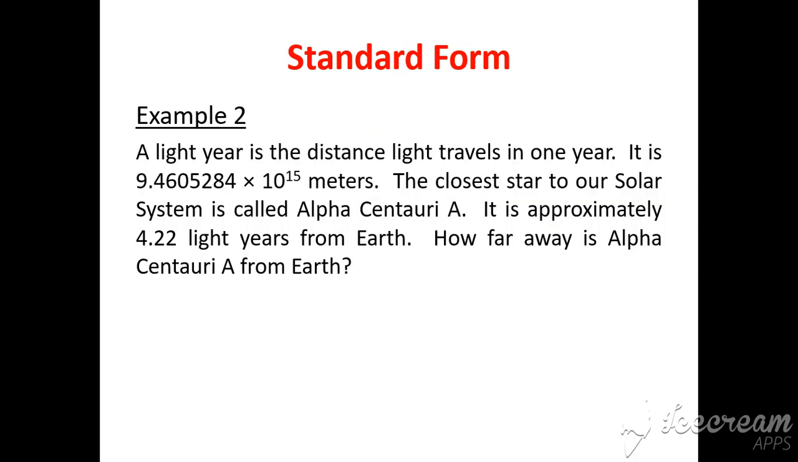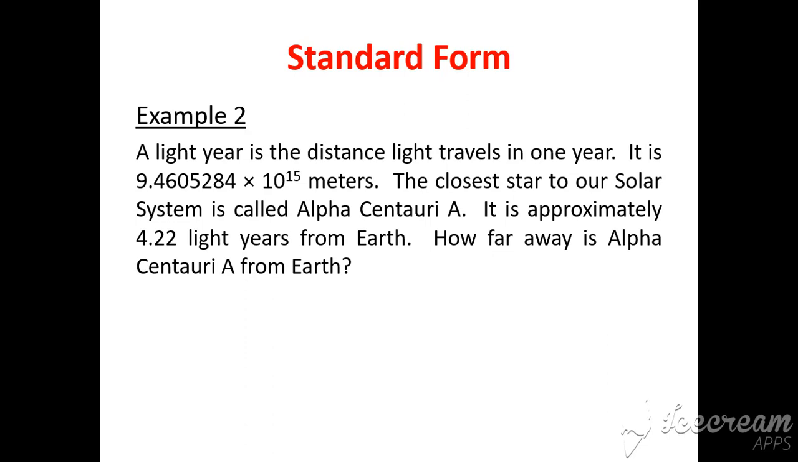Let's look at this example. A light year is the distance light travels in 1 year. It is 9.460528 times 10 to the power of 15 meters. The closest star to our solar system is a star called Alpha Centauri A, and it's approximately 4.22 light years from our Earth. So how far away is Alpha Centauri A from our Earth?